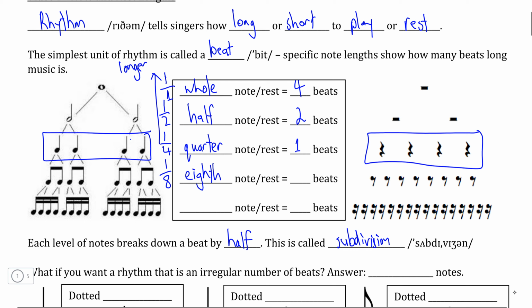Now, if a quarter note is 1 beat long and we divide it by half, eighth notes or eighth rests would be half a beat, meaning that it is actually less than a full beat long.